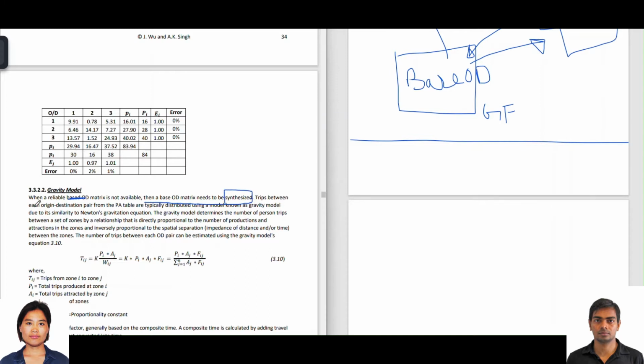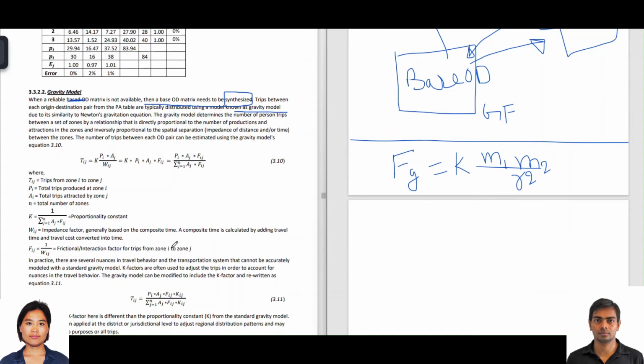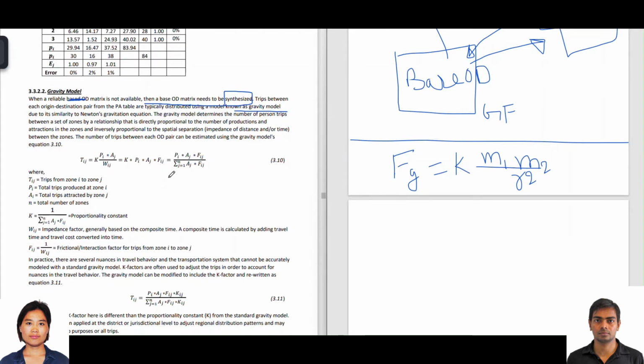The trips between each origin and destination pair from the PA table are typically distributed using a model known as the gravity model. The name gravity comes from its similarity to Newton's gravity model. Newton's gravity model is gravitational force, which, if I remember my pre-high school correctly, is a universal constant times mass 1 times mass 2 divided by r square. So this is Newton's gravity model, and it is kind of what we use for the trip gravity model.